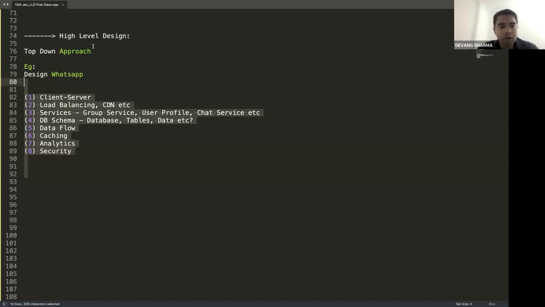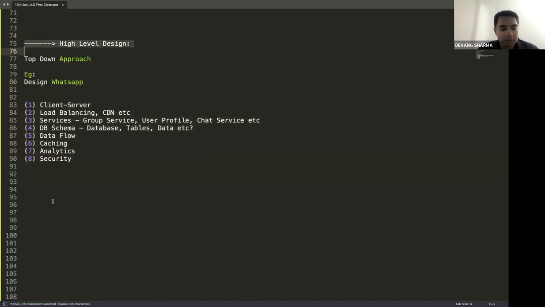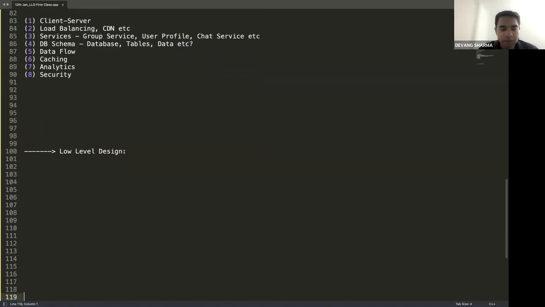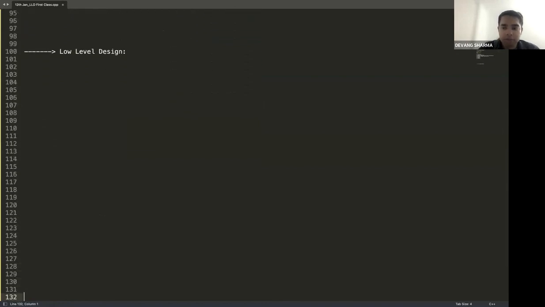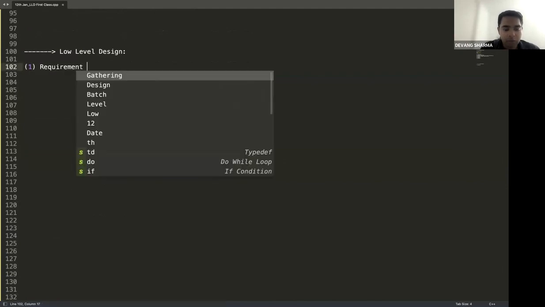When we say low level design, what exactly does it mean? Let's talk about low level design. Low level design means we'll start with number 1, requirement gathering.